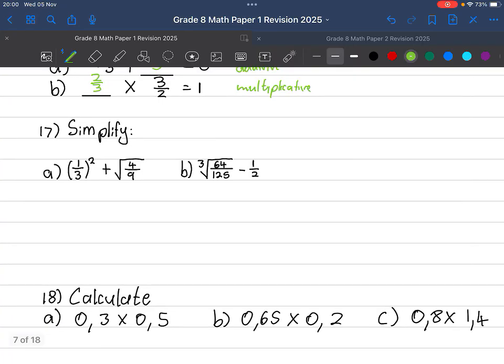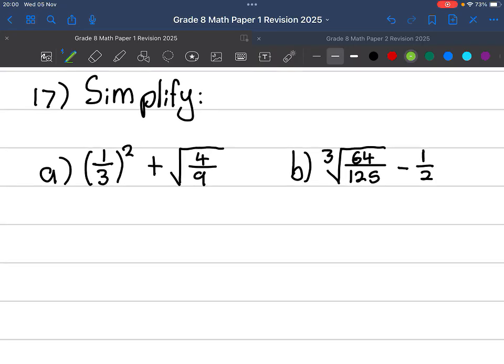Number 17. Interestingly, we have a fraction with a square. For this, do not use your calculator. We're going to learn how to do these things. The way we're going to do it is we're going to distribute this to all the parts of this fraction.